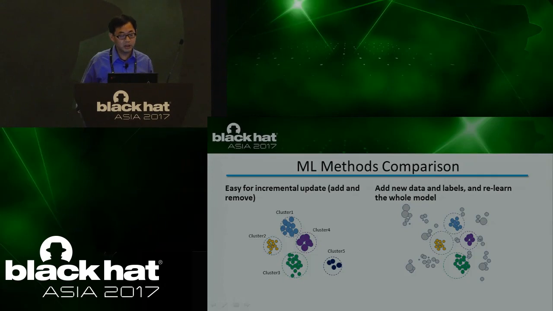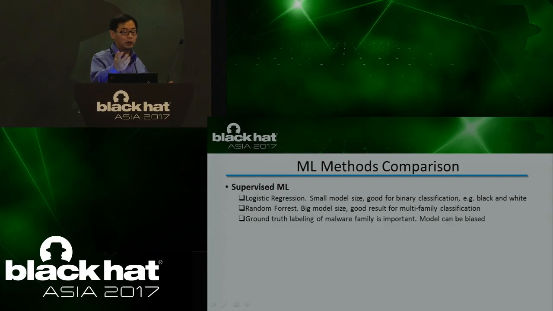Another machine learning method comparison: for supervised, as I said, it is hard. You have to add new data and new labels and relearn the whole model. For unsupervised, you can do it incrementally, just adding your information. In this diagram, first we do 4 clusters, then we add information that is good enough to make cluster 5. But for supervised, you basically have to relearn everything. It's important that we do a highly scalable, high performance method. Relearning the whole millions of feature vectors takes time and is really hard.